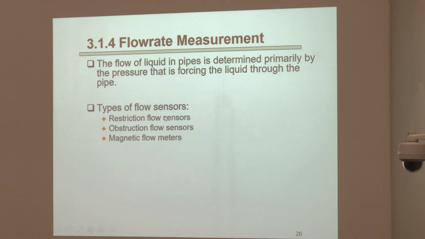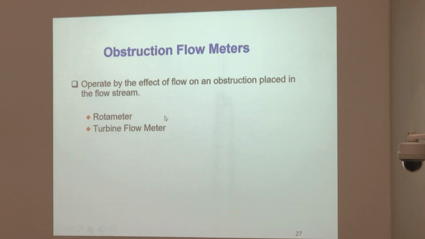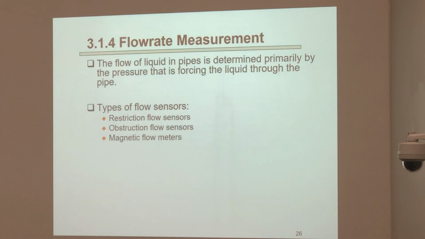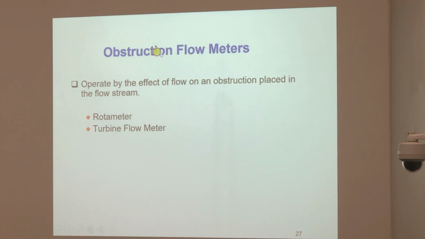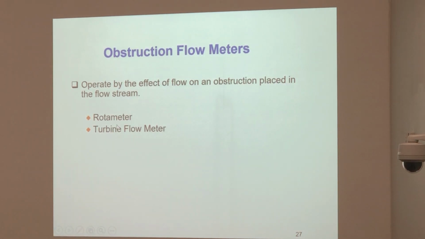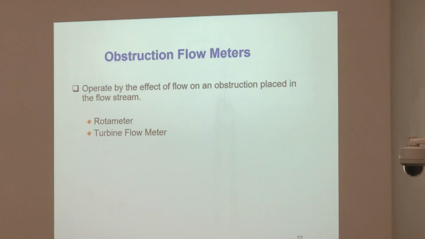Restriction flow sensor, actually we go for obstruction first, then restriction flow sensor, followed by the magnetic. The obstruction means what? The obstruction means the operation is by the effect of flow on the obstruction placed in the flow stream. So these are the two examples, rotameter and also turbine flow meter, right?